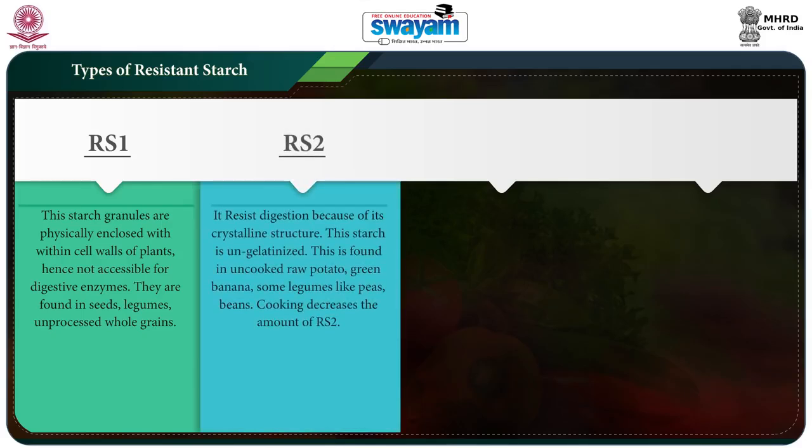The second type is called RS2, which resists digestion because of its crystalline structure. This structure is ungelatinized. It is found in uncooked raw potato, green banana, and legumes like peas and beans, and cooking decreases the amount of RS2 resistant starch.